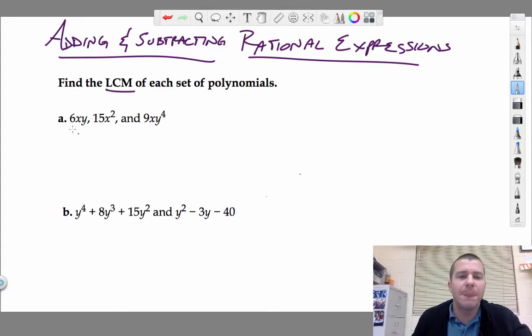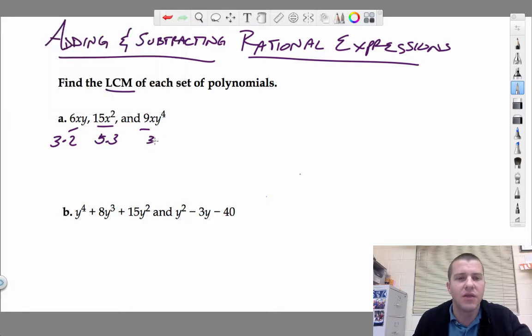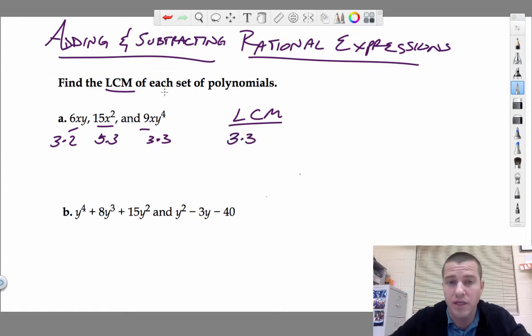So one way to look at it is to look at the coefficients. If you have all monomials, you're looking at the coefficients and finding the least common multiple of them. What this one has is a 3 times 2 to be 6. The 15 is 5 times 3. And the 9 is 3 times 3. So the least common multiple, because this one has 2 3's, has to have 2 3's. This one has a 3. We'll already have that included in that least common multiple.